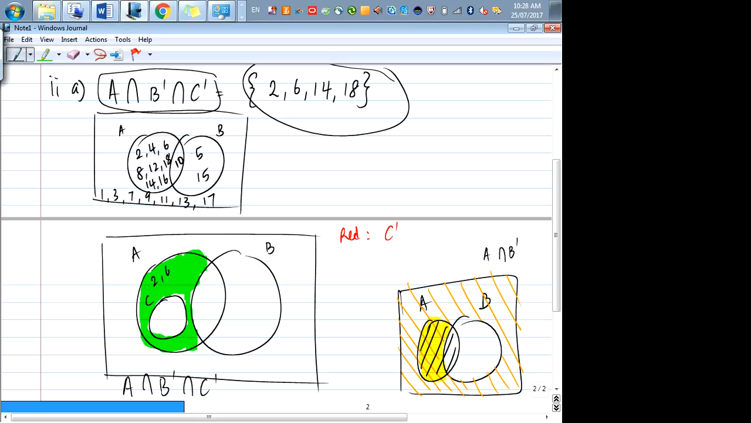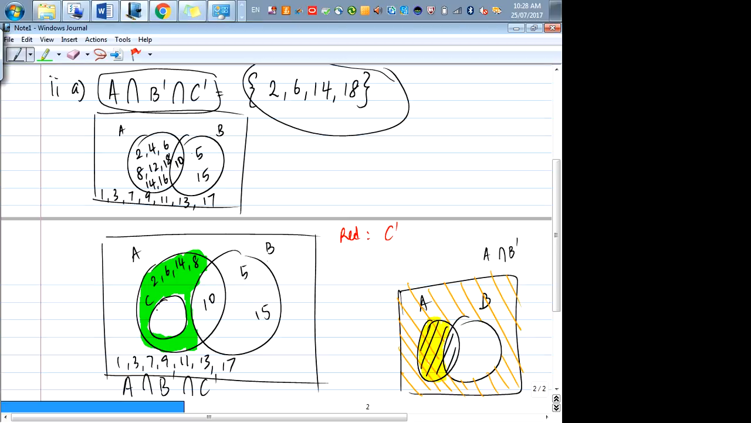2, 6, 14, 18. Okay? Then in the middle over here, we still have our 10, we still have our 5 and 15. And we still have all the numbers out here, 1, 3, 7, 9, 11, 13, 17. And now we can see what falls inside C.